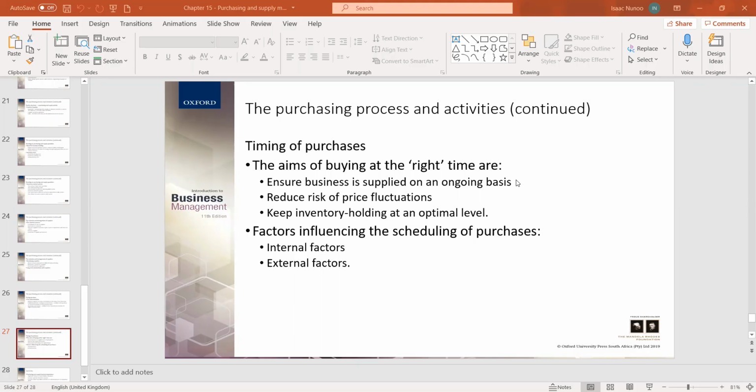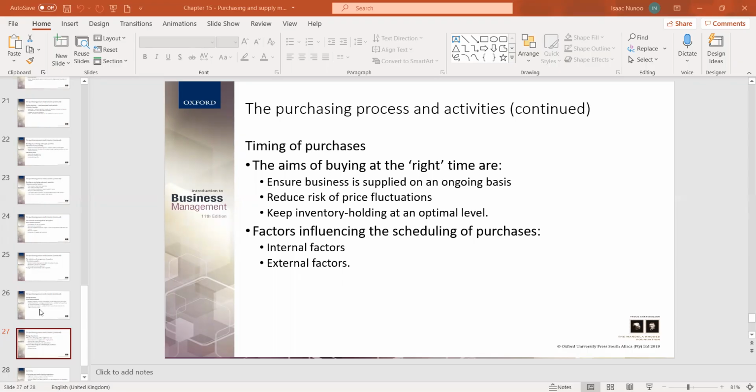But external factors are basically things like government regulations and market conditions, things that are external and tend to affect purchasing. As I've talked about, during a recession, people tend not to buy more, and there are also depreciation, lead time, and the reliability of supply. All of this tends to affect purchasing.